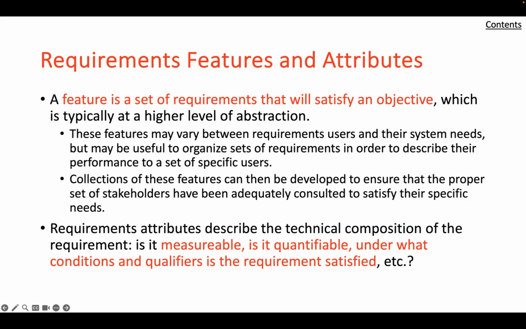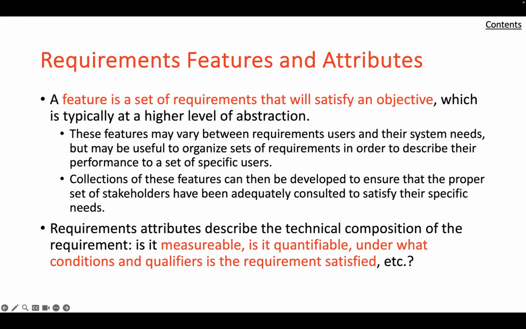This feature may be composed of the following requirements. So we're seeing an example being laid out here. A vehicle can transport a minimum of 6 school-age children. The vehicle can transport a minimum of 10 soccer balls, 20 jerseys, and 2 games worth of snacks. The vehicle can support a minimum of 2 full-size coolers of food and beverages. And so these features may vary between requirements, users, and their system's needs, but may be useful to organize sets of requirements in order to describe their performance to a set of specific users.